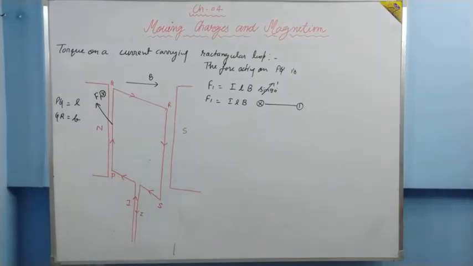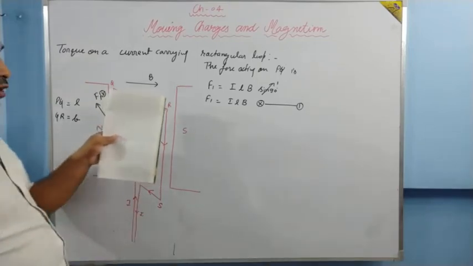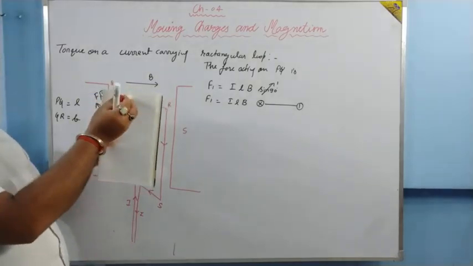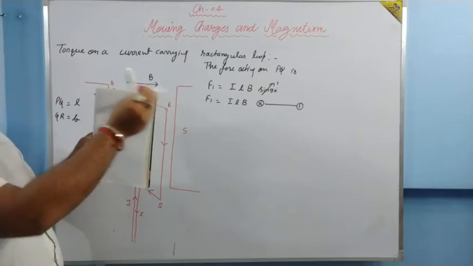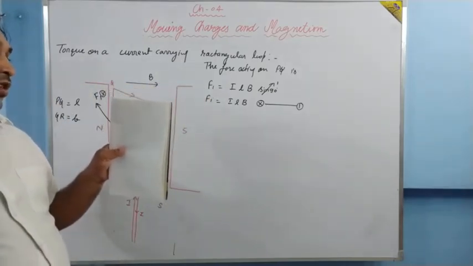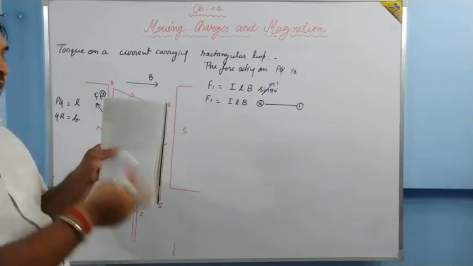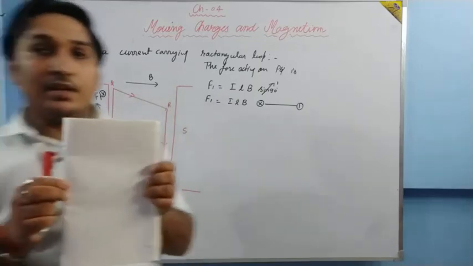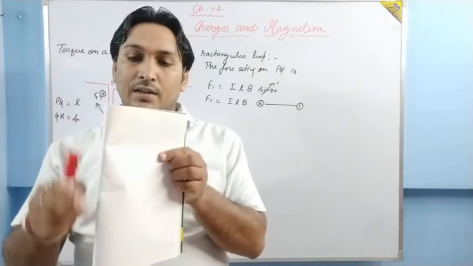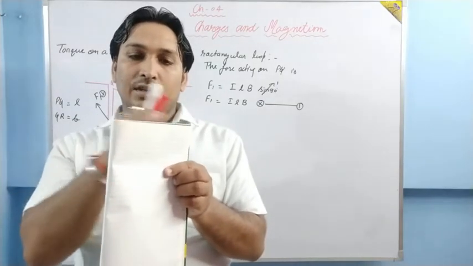Now what is the direction of force acting on the QR? Here we have to understand. If the plane was straight, then its area vector will be in this direction. Current is in this direction, magnetic field is in this direction, the force will be 0. But what is the problem here? The problem is the area is not straight. It is a bit tilted like this. Current is flowing in this manner.